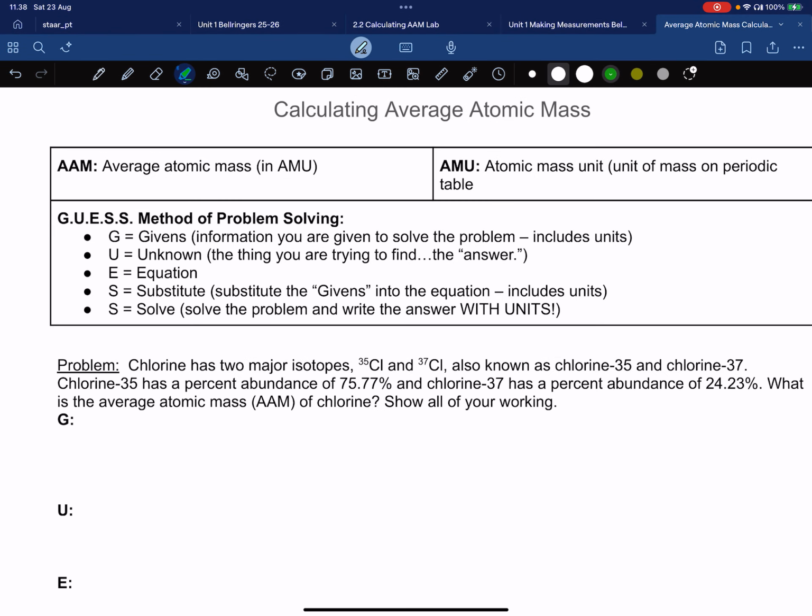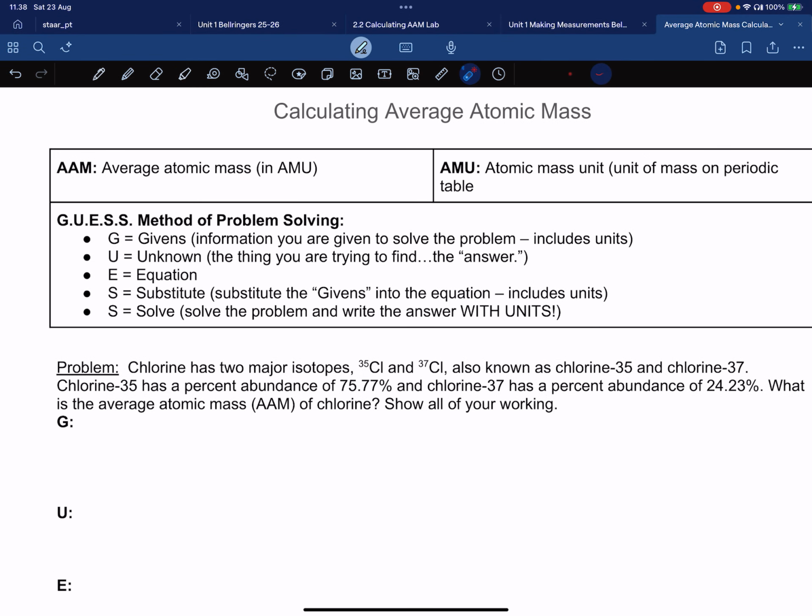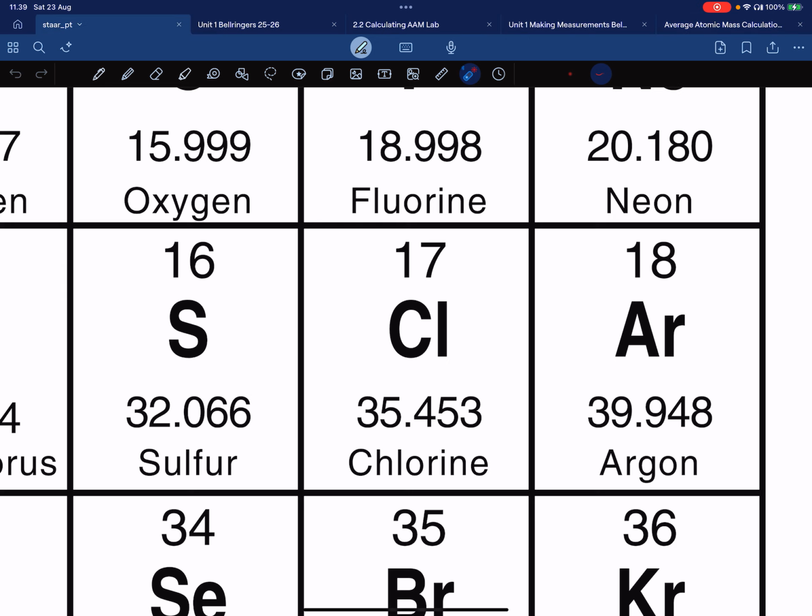All right, ladies and gentlemen, calculating average atomic mass. So, few definitions before we get started. AAM stands for average atomic mass. It's in AMU. AMU is an atomic mass unit. It's the unit of mass on the periodic table.